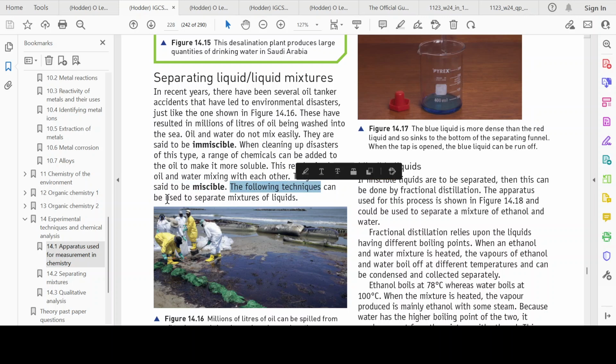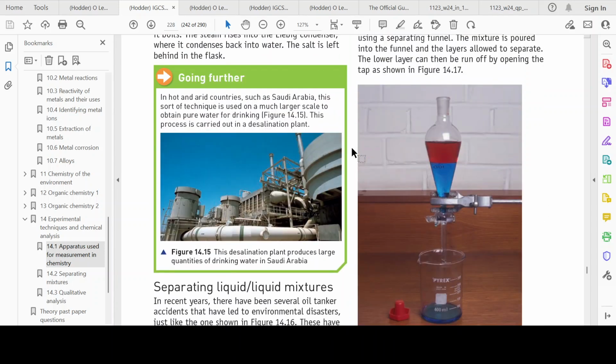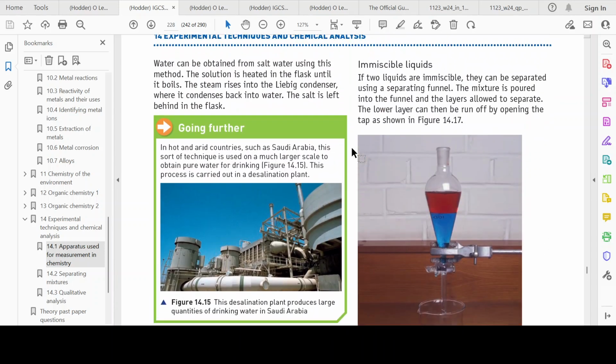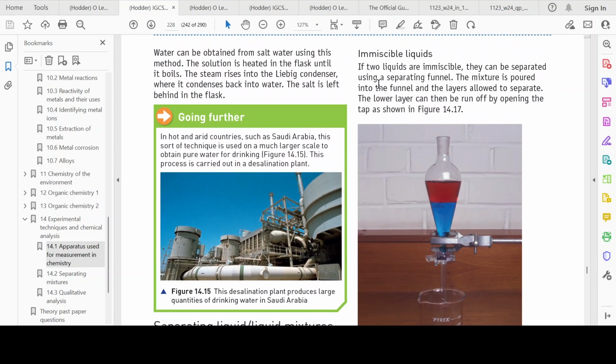The following techniques can be used to separate mixtures of liquids. So first of all, if we have a mixture that itself is immiscible, so those can be separated using a separating funnel, like you see over here. You've got these two liquids, whatever they are. They might be like water and oil or honey, for example, or water and oil. And so the mixture is poured into the funnel. It is allowed to stand so that it separates into layers, as you can see.